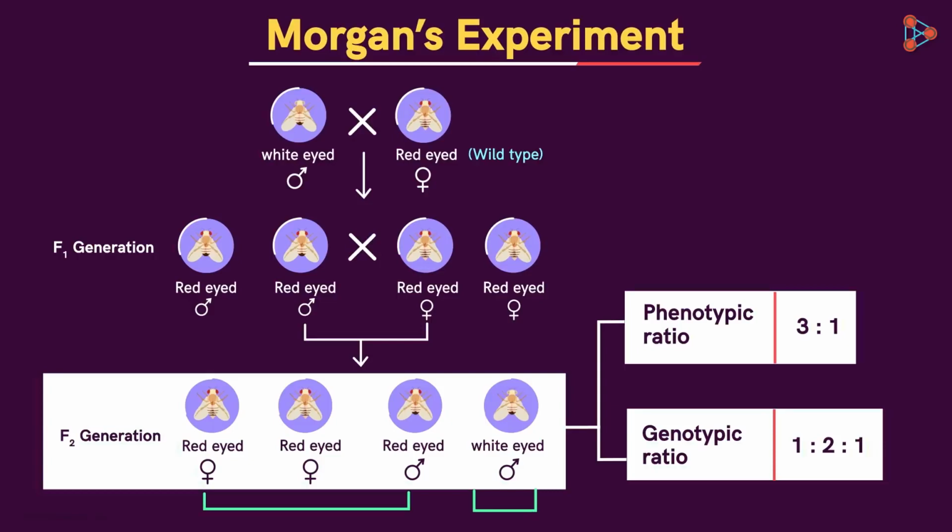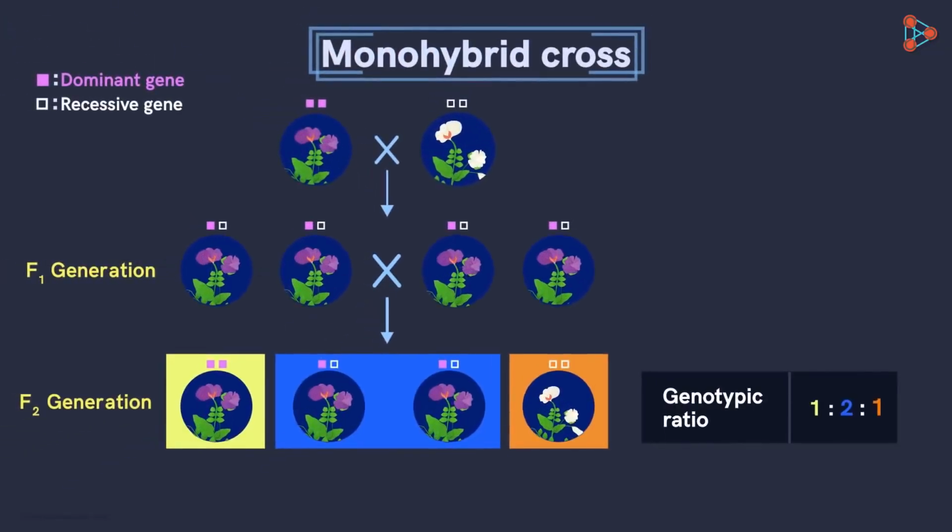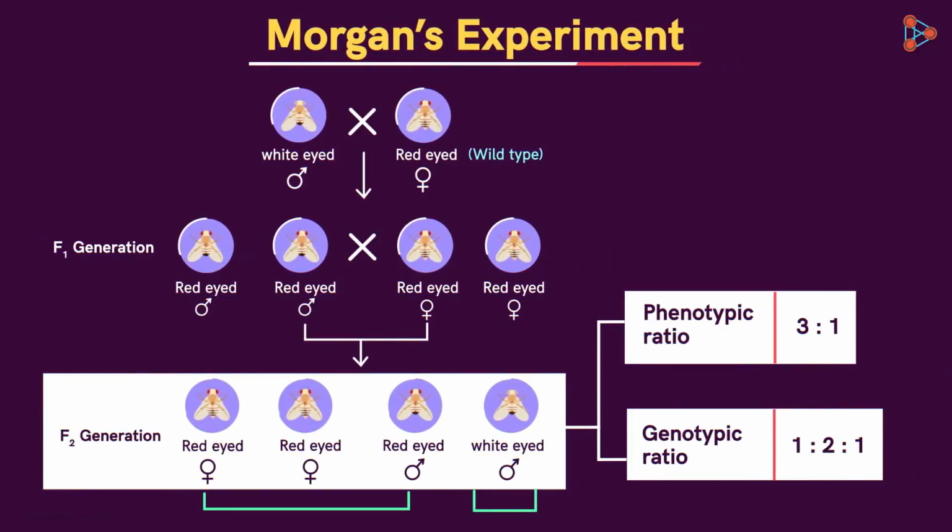These results suggest that Mendel's experiments were correct? Kind of. Mendel had obtained ratios for plants. Here, we considered animals for the experiment. That is why, although Morgan had obtained the ratios just like Mendel did, things didn't end here.